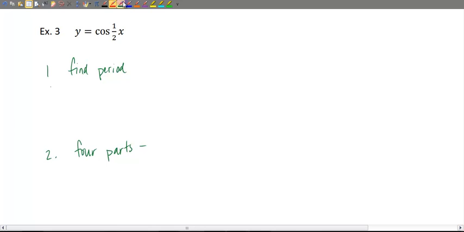So the first thing I want to do is find the period. So in this case, b is equal to 1/2, and the period is always found by 2 pi over b, which would be 2 pi over 1/2. Well, 2 pi divided by 1/2 or multiplied by 2 gives me 4 pi. So my new period is occurring between 0 and 4 pi. Boy, that one's going to be pretty easy to break up.